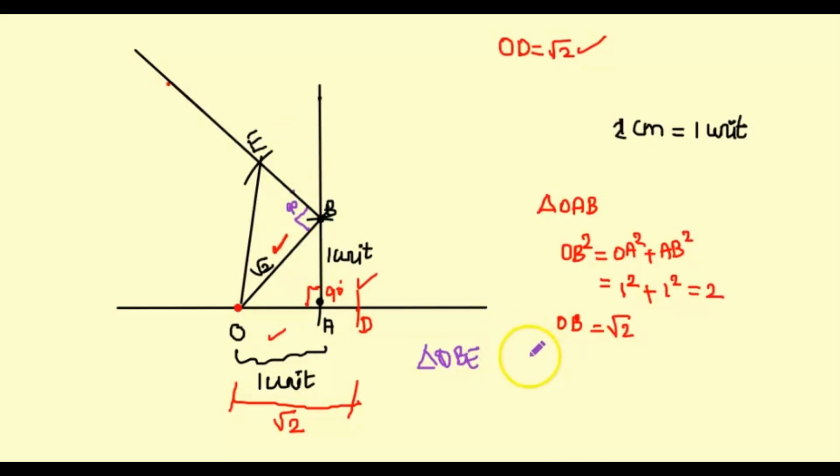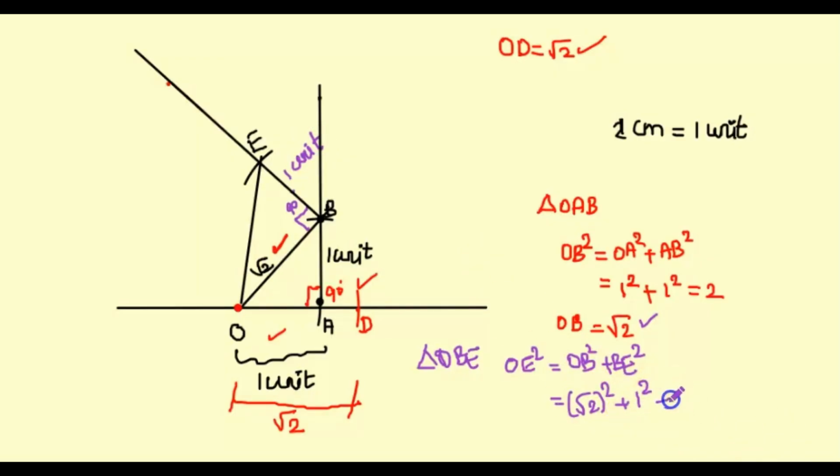We are going to apply the Pythagoras theorem over here. So here the hypotenuse is going to be OE. So OE square is equal to OB square plus BE square. So what is OB square? We have already found, right? OB is root 2. So root 2 the whole square plus what is BE square? We took it as 1 unit. So this is going to be 1 square.